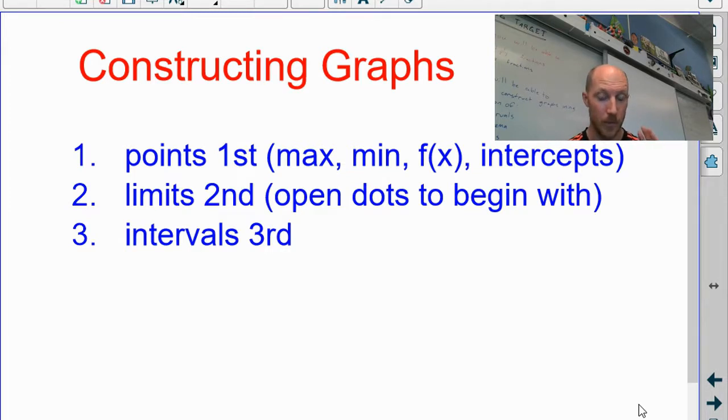So when we are constructing a graph, there are different types of information presented to us, and we need to put it onto the graph in a certain order in order to avoid complications and errors. So first, any type of point. If you're given the coordinates of a point, put those on the graph first, because those are fixed locations where we absolutely know the graph goes right here. That could be a maximum point if you're given coordinates of it, or a minimum point.